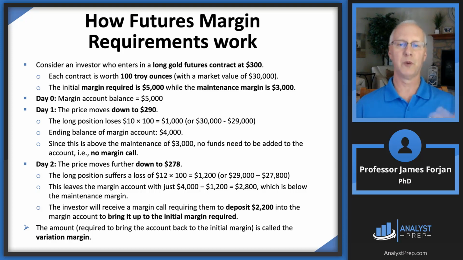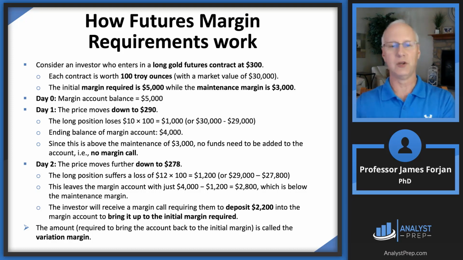But let's suppose on day two, the price continues to fall down to $278 per troy ounce. We suffer a loss of $12 times 100, so that's $1,200. Or we can do it the aggregate way: take the 29,000, which was the ending position the day before, minus the 27,800. That gets us to 1,200. So we lose $1,200 that second day. Now our margin account only has $2,800 in it. So we're definitely going to get a margin call. We've got to deposit $2,200 to get back up to that $5,000 so that we can trade during the next day. Now we'll talk about this in a later slide.